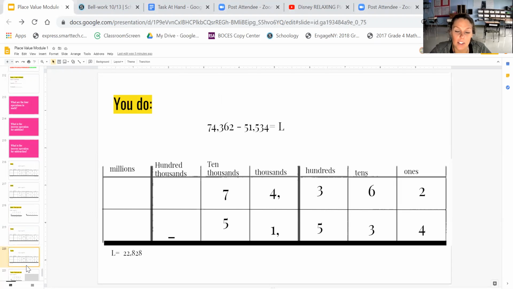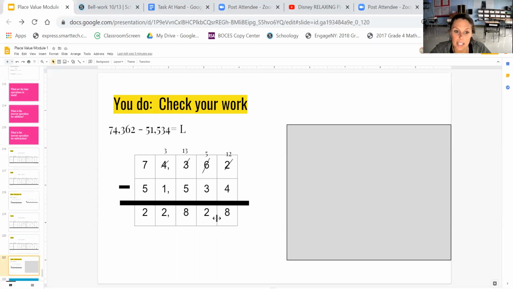Hopefully, when you found your value of L for that variable, you found a difference of 22,828. So this was your work for subtraction. You went ahead and you borrowed. Now we've got to do the opposite, and we need to use our inverse operation to double check our work. And if we're correct, we'll get what we had for our minuend. So take a minute, pause your video, go ahead and add it and see if we were correct.